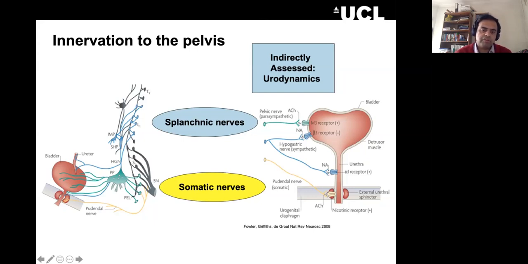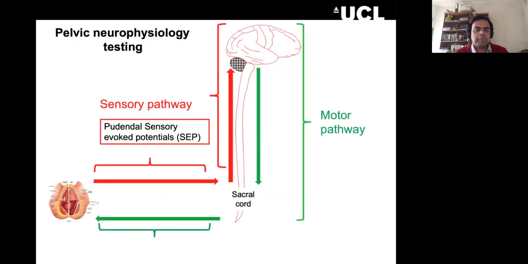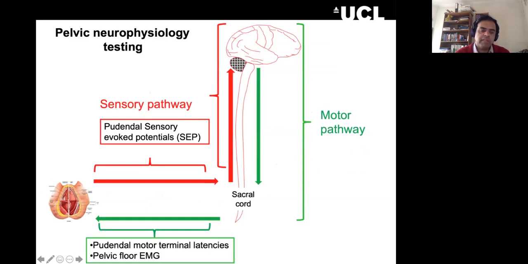We talk about the somatic innervation, and there are direct assessments, and that's the pelvic neurophysiology tests that are available. So you can assess the sensory pathways. This is by the pudendal sensory evoked potentials. So it assesses the peripheral somatic afferent pathway plus the dorsal column. You have the peripheral motor innervation, which can be studied either by a pudendal motor terminal latency measurement or by pelvic floor EMG. And if you want to study the peripheral afferent and efferent limb of the sacral somatic reflex arc, you can record the bulbocavernosus reflex.